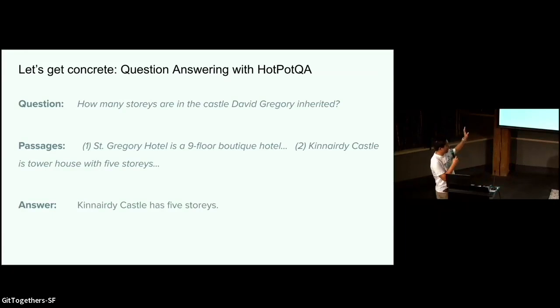The first question we can see here asks how many stories are in the castle that David Gregory inherited. There are essentially two problems in this question. One is which castle David Gregory inherited, and the second is how many stories are in that castle.